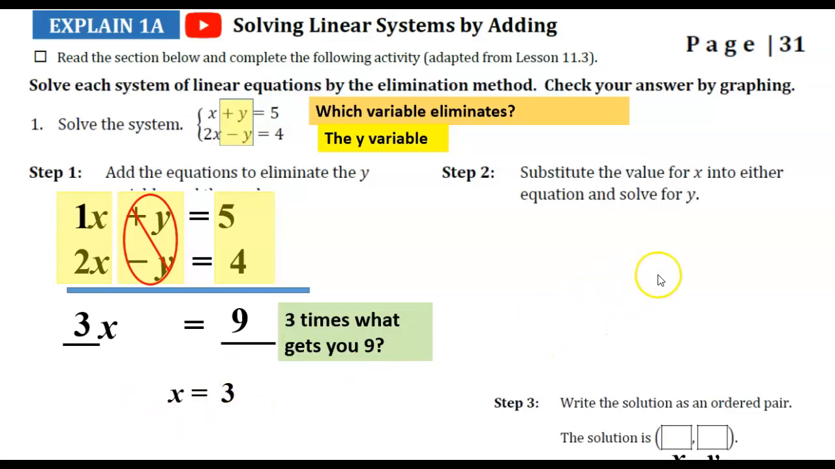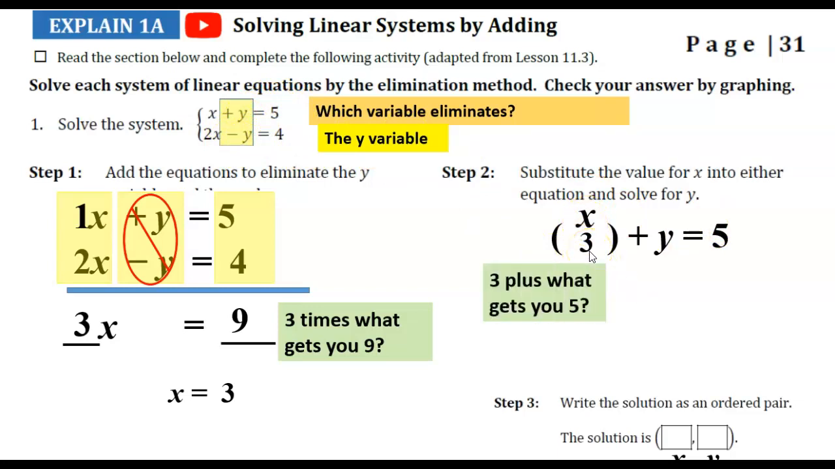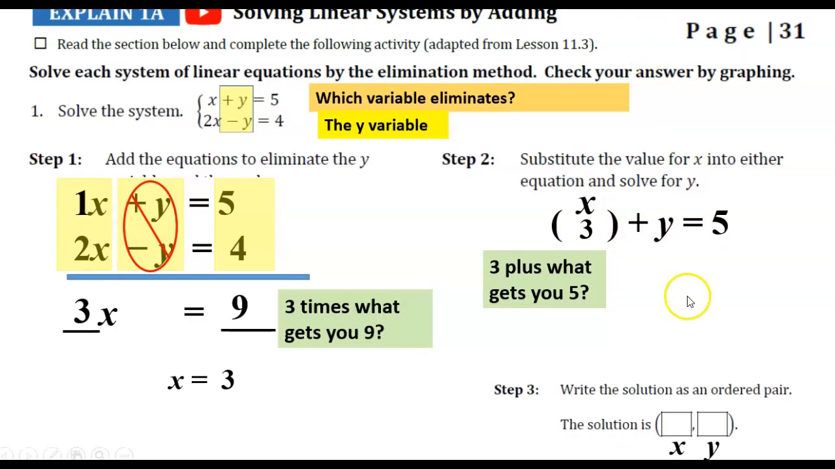So now that we found out what x is, again, you can use either equation. I just chose the top one because it seems simpler. There were positives, the numbers are smaller, less steps probably. So that's why I chose the first one, just in case. But you could use the second one if you'd like. You'll get the same answer. So instead of putting x, I'll put 3. Think about it: 3 plus what gets you 5? 3 plus some mystical magical number gets me 5. I wonder what that would be.